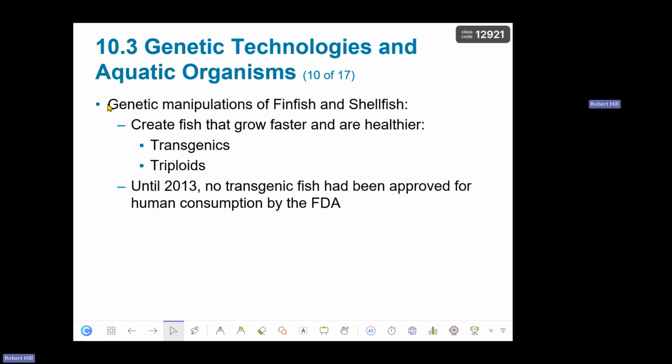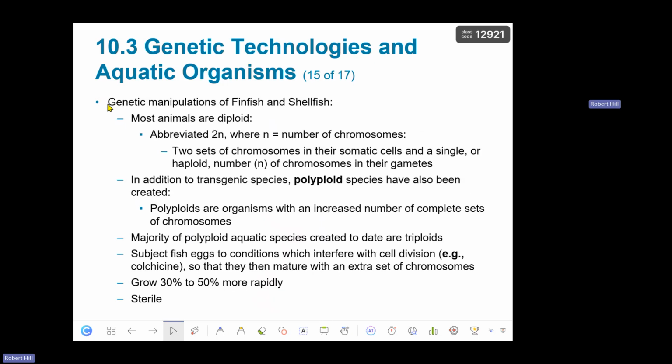Genetically modified aquatic species include transgenics and triploids. We're going to talk about triploids here in a little bit, what that means. All in all, these genetic modifications aim to improve growth, health, and environmental containment too. I'll explain that a little bit. But until recently, no transgenic fish were approved for human consumption. That is changing rapidly as the FDA further evaluates the safety and the ethics of that.